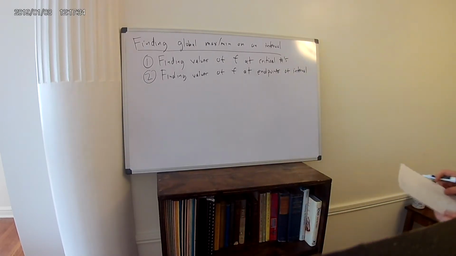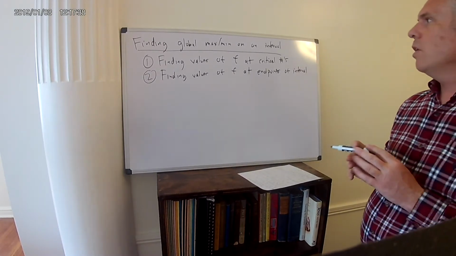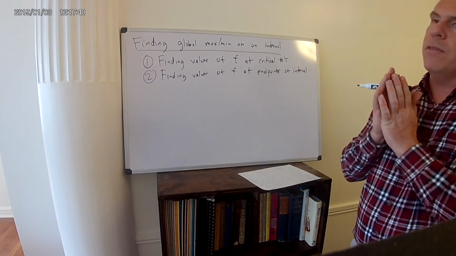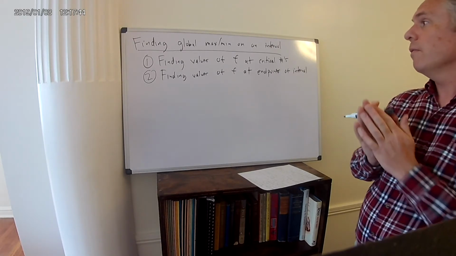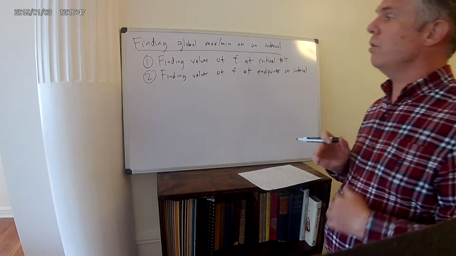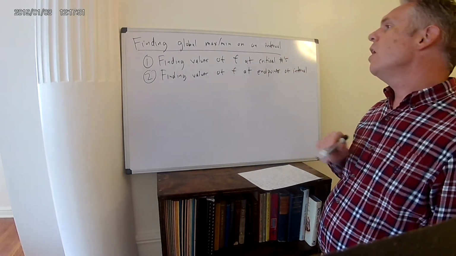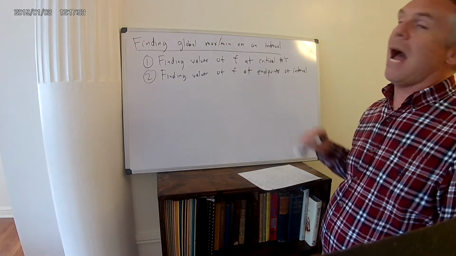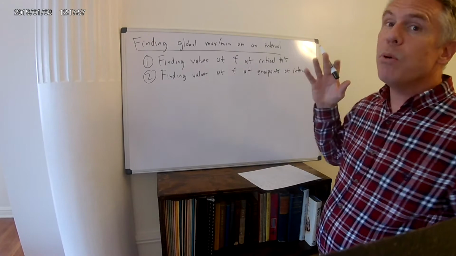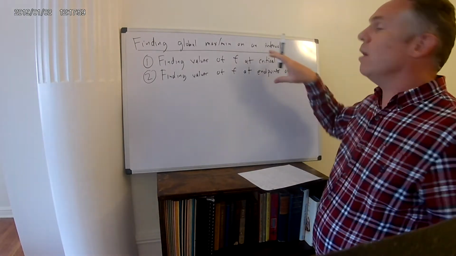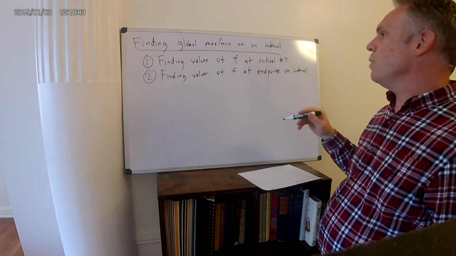Okay, so this method: suppose you have some function and you want to find the global maxima or minima of that function on some interval. Here's the method we can use. What we do is we find the critical numbers of the function. We find the values of the function at those critical numbers, and we find the values of the function at the endpoints of the interval, and we compare these two. And so we compare 1 and 2.